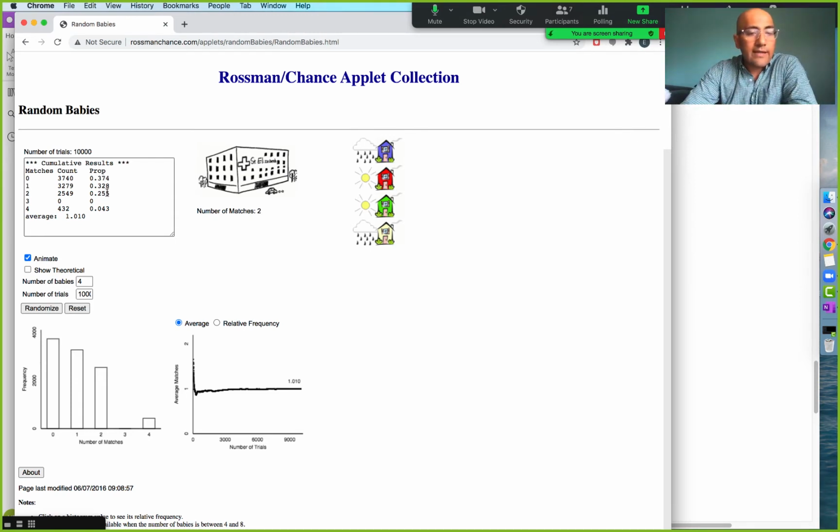Okay, so if I had to give a probability based on these 10,000 trials, I would say that there is a 25.5% chance that exactly 2 out of the 4 babies go to their correct houses, right? Kind of like in this situation here. 2 babies were correct, 2 babies were incorrect. This scenario will happen approximately 25.5% of the time. Any questions about this simulation at all?